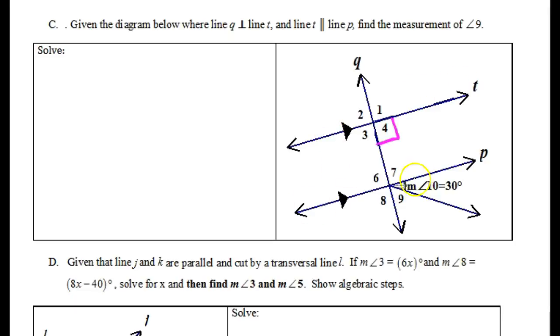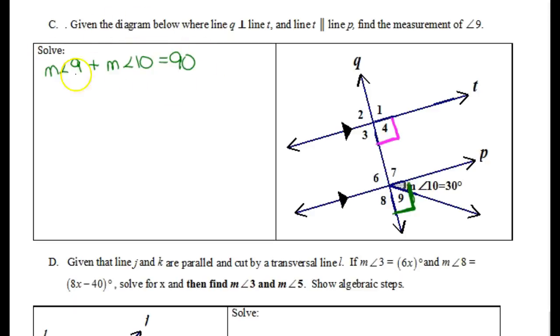Since we have parallel lines, we know that all of our angle pair relationships will work. So alternate interior, alternate exterior, consecutive interior, and corresponding angles are all congruent. So if that's the case, that angle 4 is a right angle, doesn't that mean that these two also intersect at a right angle? So now do you have an equation you can write?